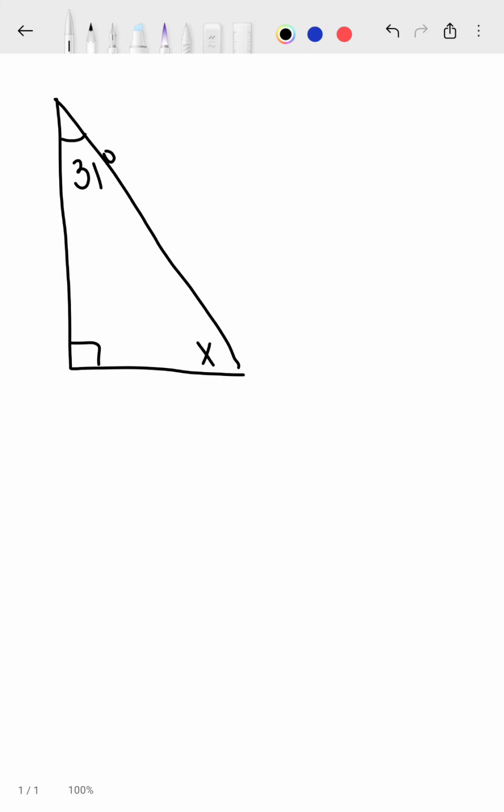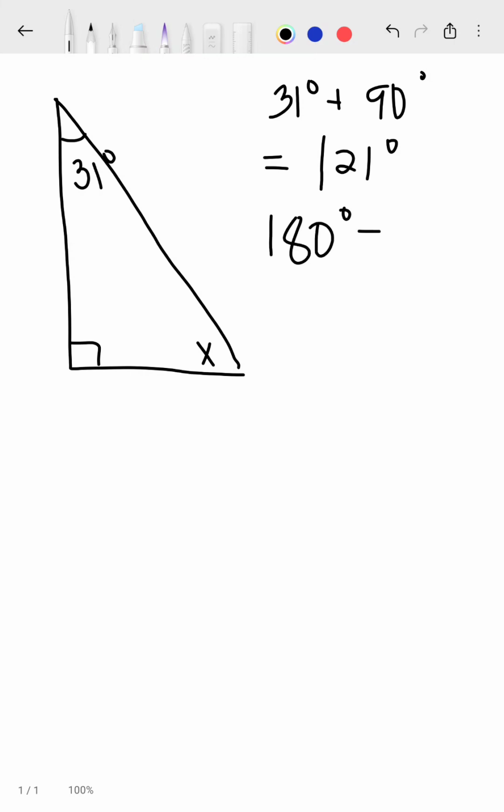So, sabi nga natin, we just need to add the two given angles. Ano yung dalawang given? We have 31 and 90. So, that is a total of 121 degrees. Then, subtract it again from 180. So, we're going to have your answer to be 59 degrees. So, yung missing angle natin, it measures 59 degrees.